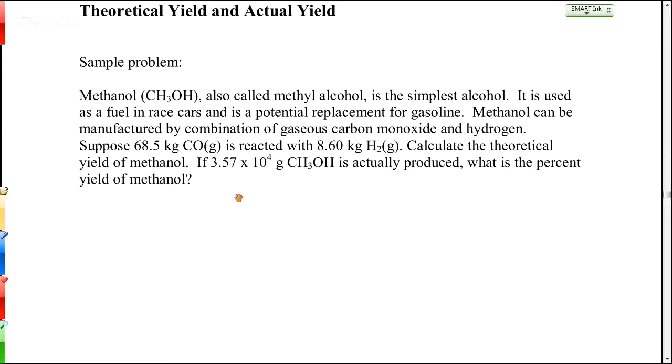Calculate moles, determine if there's a limiting reactant or not. And then if there is, make sure that you use the limiting reactant to calculate the amount of methanol that you would expect to be produced.